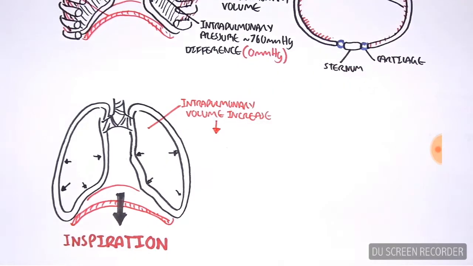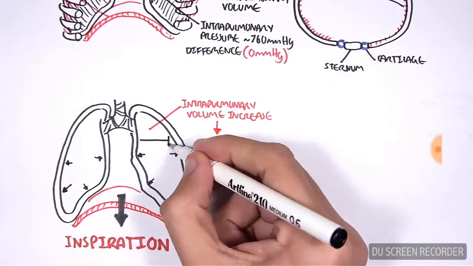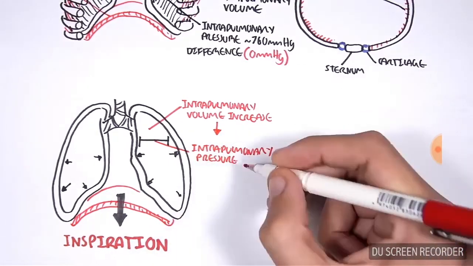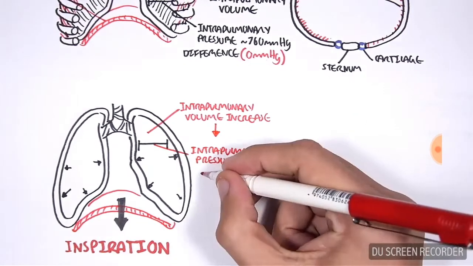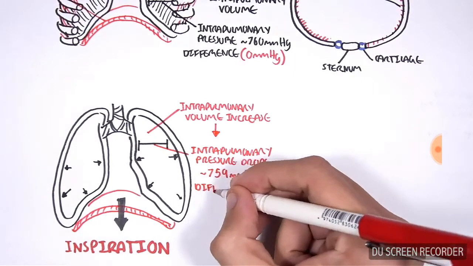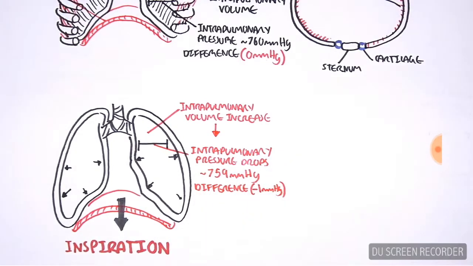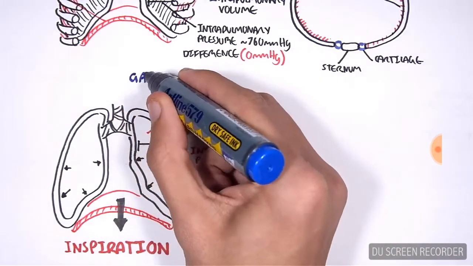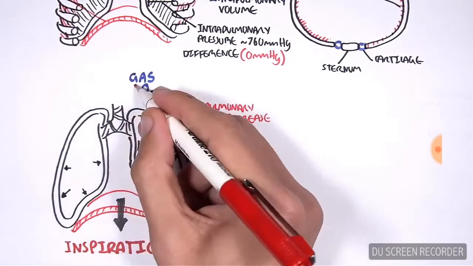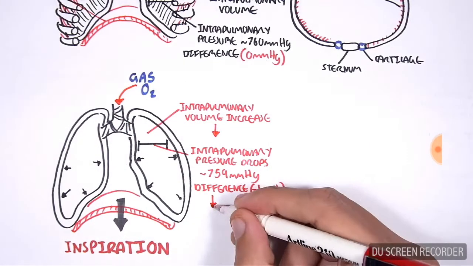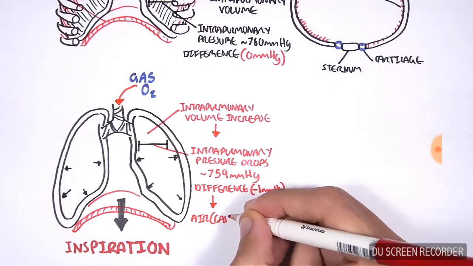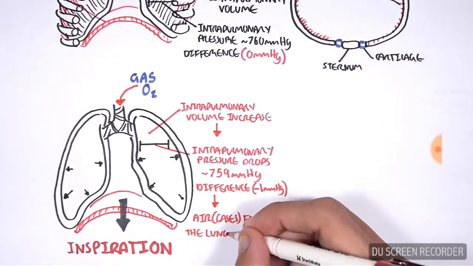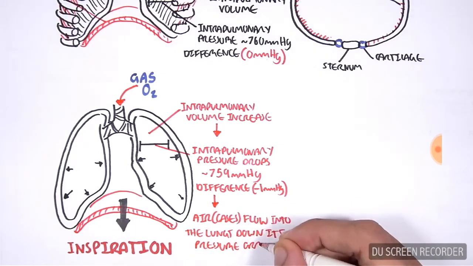Because the intrapulmonary volume increases, the intrapulmonary pressure will decrease to about 759 millimeters mercury. So in respect to the atmospheric pressure, there is a difference of -1 millimeters mercury. The intrapulmonary pressure is 1 below the atmospheric pressure. And because we know the rule of gases, the air, the gas, oxygen, will flow into the lungs, down its pressure gradient, from an area of high pressure to an area of lower pressure.